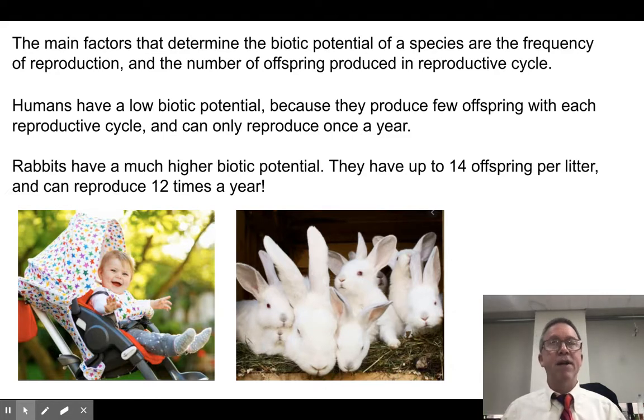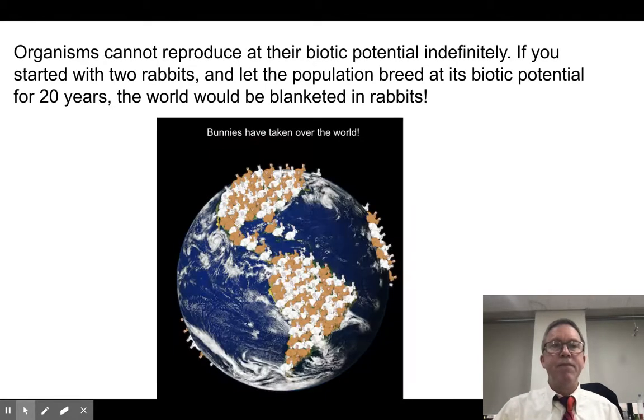Rabbits are known for having a high biotic potential. They reproduce many times a year. Okay, so like every month they can reproduce, and they have like a dozen babies in a litter. So because of that, their numbers can get quite big quite fast. So they have a tremendously larger biotic potential than humans because they reproduce more often, and they reproduce with more numbers of offspring each time they have a reproductive cycle.